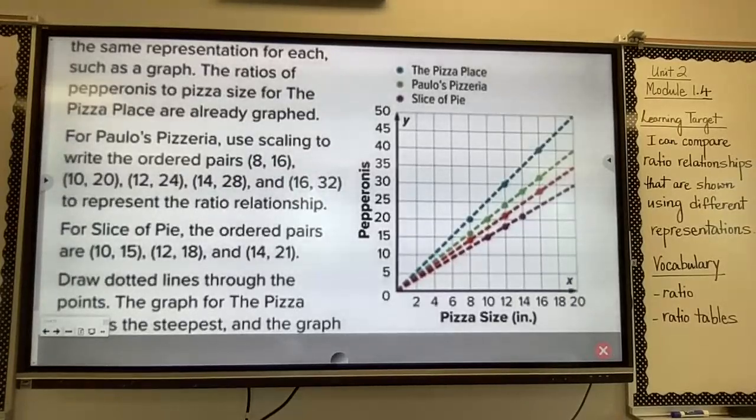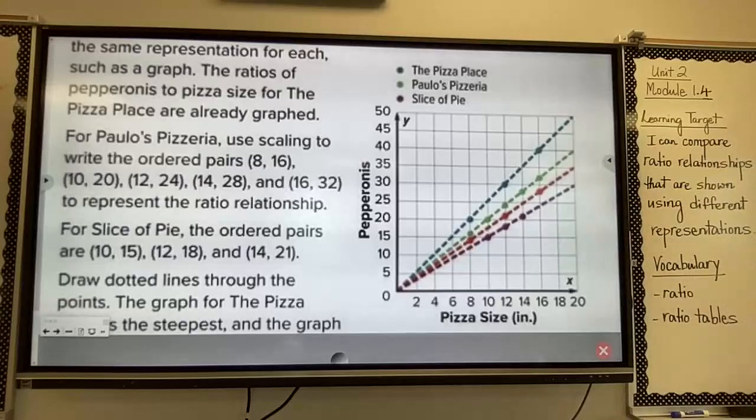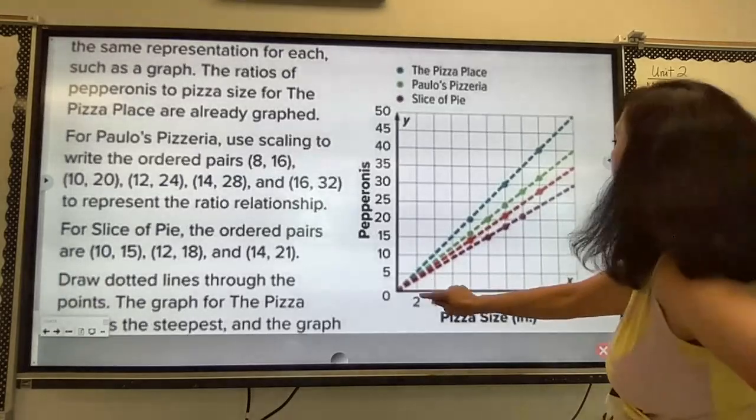Those have been graphed. And so we draw a dotted line through the points, because the graph for the pizza place is the steepest, and the graph for Paulo's Pizzeria is steeper than the graph for Slice of Pie. And this means what? The pizza place, that is the blue one, has the greatest ratio of pepperonis to pizza size in inches, followed by Paulo's Pizzeria, which is the green one.